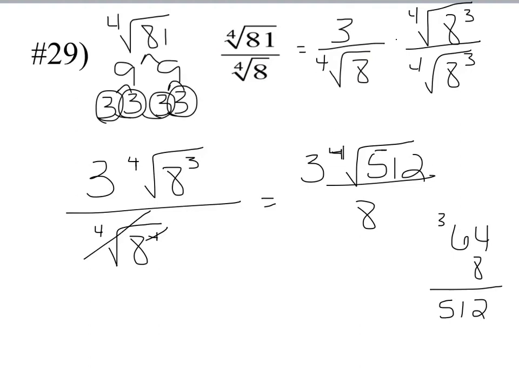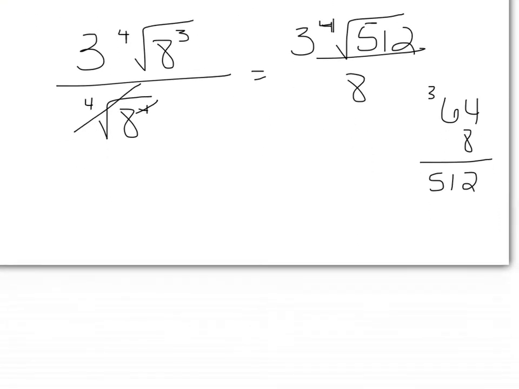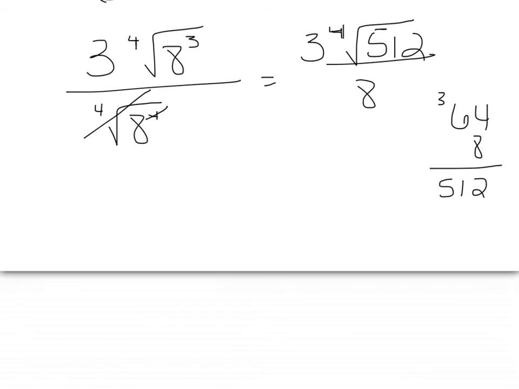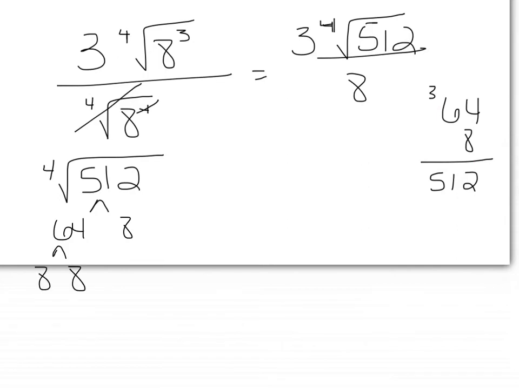I'm going to go out on a limb here and say that we can probably reduce 512. So I've got the fourth root of 512. What times what gives me 512? Well, I just showed over here that 64 and 8 give me 512. 64 is 8 times 8. And 8 can be broken down to 4 and 2. And 4 can be broken down to 2 and 2.